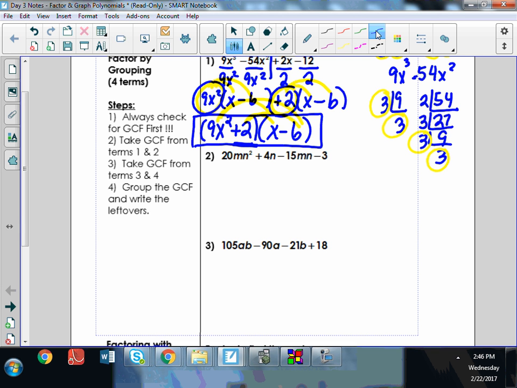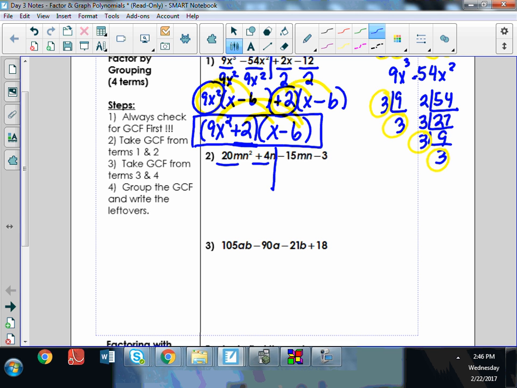24, but 4 doesn't divide evenly into 3. So there isn't a greatest common factor for all 4 terms, so we're going to cut it. I like the way you said that. So now we want to factor out the greatest common factor of 20mn squared plus 4n.